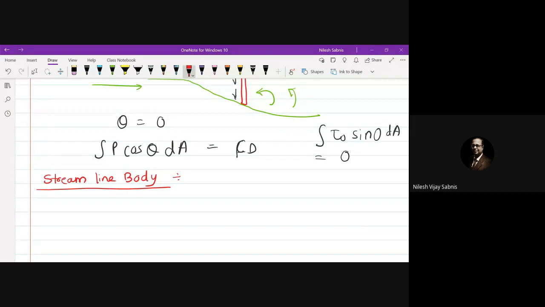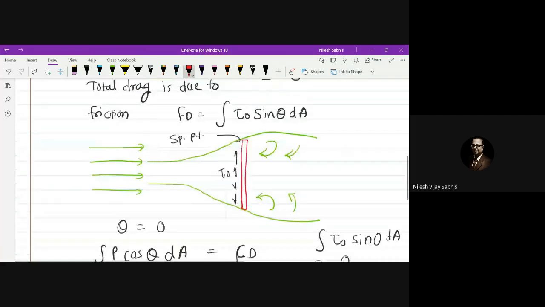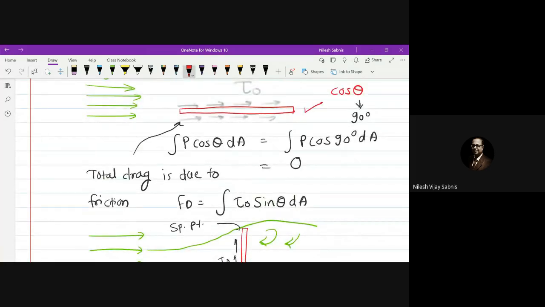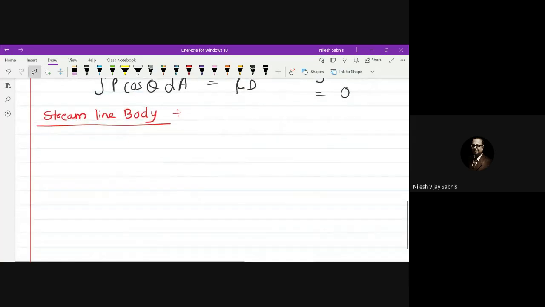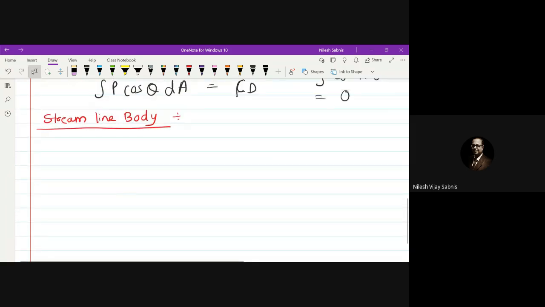Streamline body, if we consider, the total drag on a streamline body will be only the friction drag. It will have the same properties as we saw here. The pressure drag is almost negligible. So when we place it in that particular position, the flow may not be placed in another position. So that is the concept of a streamline body.